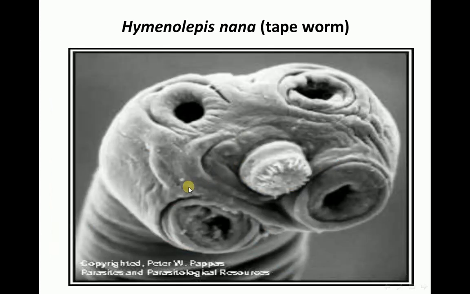This image taken by electron microscope belongs to the parasite Hymenolepis nana. Another example of tapeworm, phylum Platyhelminthes, class Cestoda. We said the scolex of Cestoda is provided with four suckers and hooks. These are hooks with the rostellum, which carries these hooks.